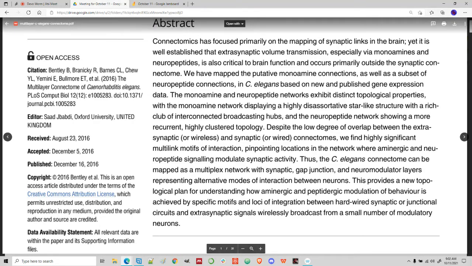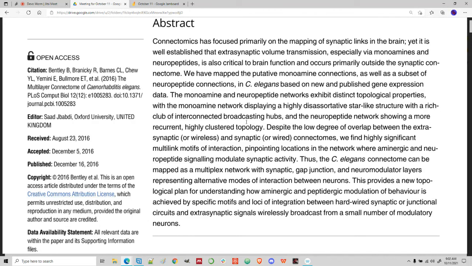The monoamine network displays a highly disassortative star-like structure with a rich club of interconnected broadcasting hubs. So these are cells that are putting out the signal into the extracellular matrix. And in fact, this is a broadcast model because it's broadcasting from the cell outward. And so you usually have this area of influence where the signal is great and then it decays sort of linearly as you move away from the cell. So the idea would be that you have certain cells that broadcast a lot of this, and they're rich because they reach a lot of other cells.